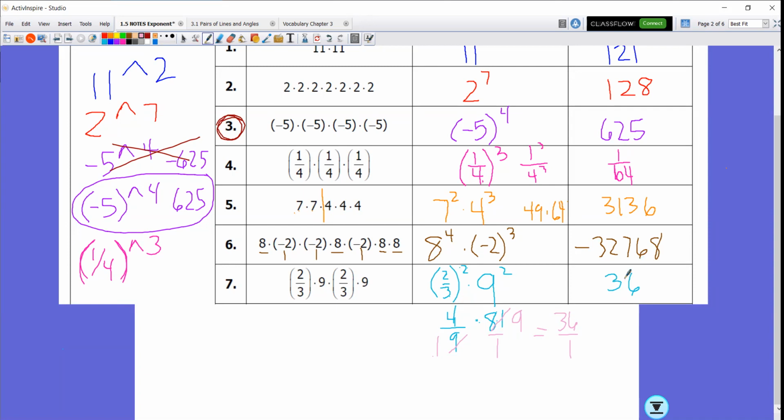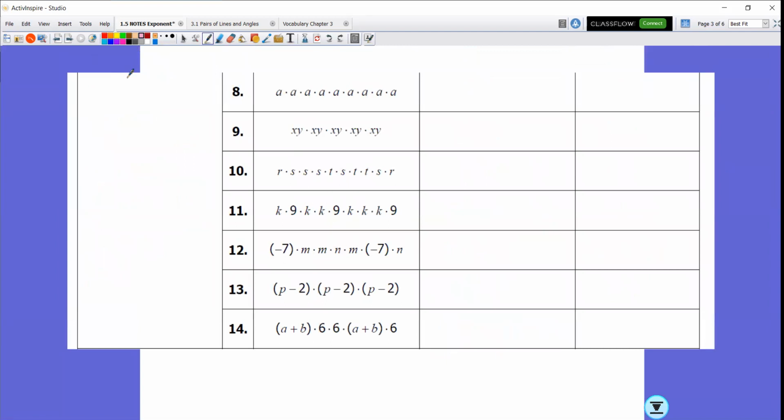All right, moving on. Now we're going to talk about variables. Yahoo! Because unless I'm given a value of the variable, I cannot evaluate it. But I can write an exponential expression stating what this is. So first off, obviously A is my base. How many A's do I have here? We need to just count them, right? 9. Nine? You're right. A to the 9th power. And that just looks ugly.